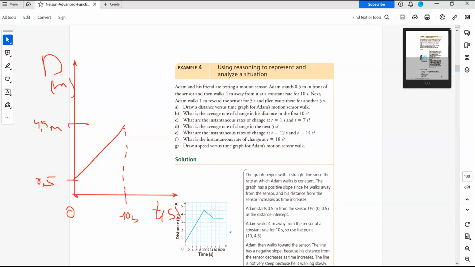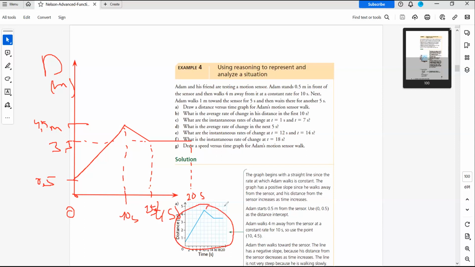Next, Adam walks 1 meter toward the sensor for 5 seconds. So another 5 seconds, 15 seconds in total. He walks toward the sensor 1 meter. So it was 4.5, it became 3.5. We don't know if he walks here at a constant rate or not, but let's assume he walks here at a constant rate, so the line would be straight, right? This is another point. Then he waits there for another 5 seconds, so he remains still at the same distance from the sensor. So at 20 seconds, he ended up at a distance of 3.5 meters away from the sensor.